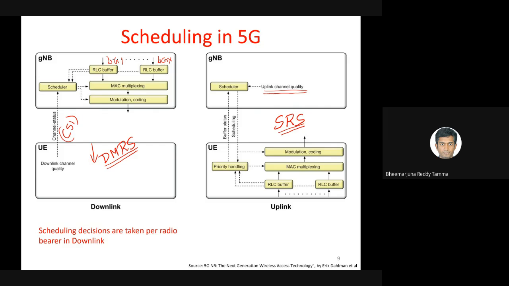But a very important point to make note of is that all the scheduling decisions in downlink are done at the granularity of radio bearers. In other words, the scheduler can look at the content of each and every RLC buffer and can try to prioritize which one to be transmitted at any given scheduling interval. So that is the granularity at which we do the scheduling in downlink.